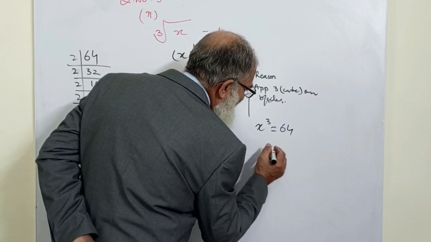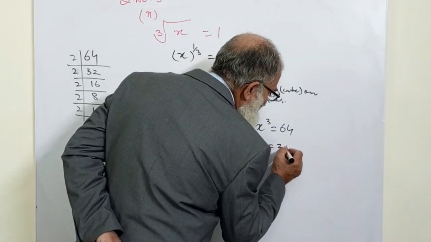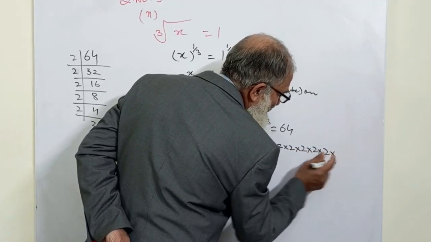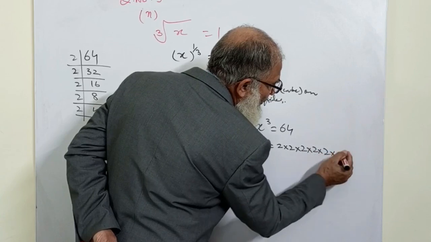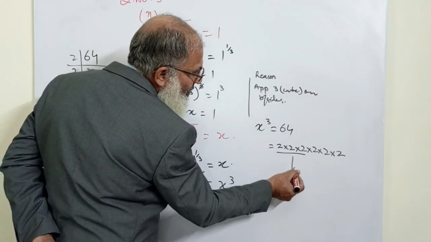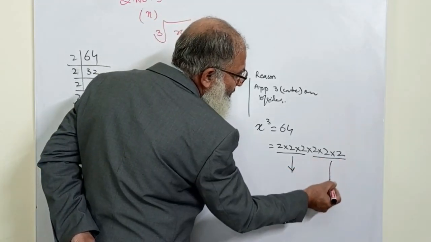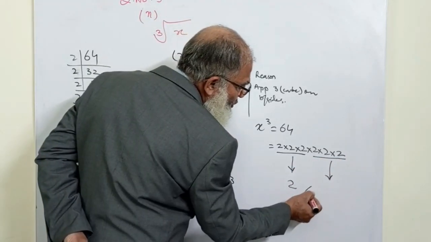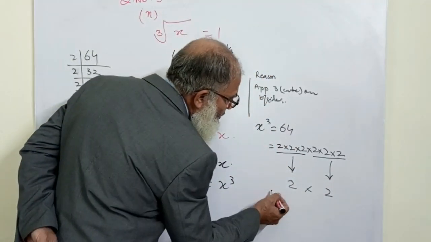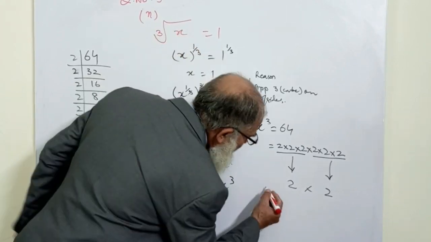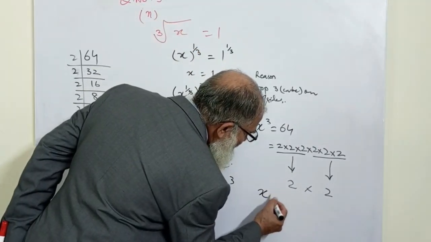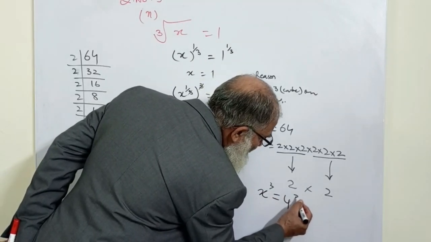Now that is equal to 2 times 2 times 2 times 2 times 2 times 2. I take one from each triplet, 2 multiplied by 2, because we are finding the cube of it. So what is the answer over here? x cube is equal to 4 cube.